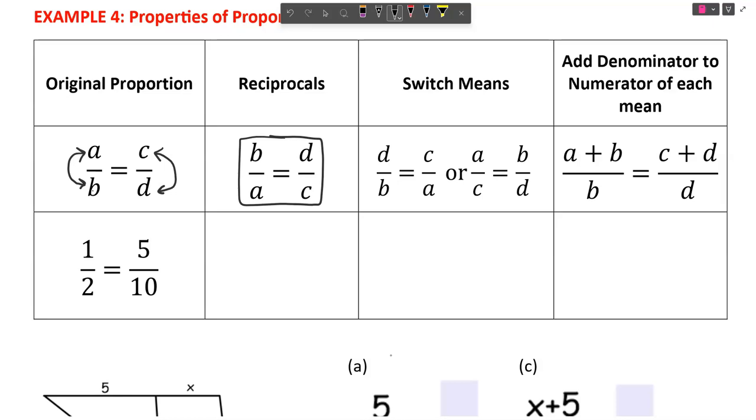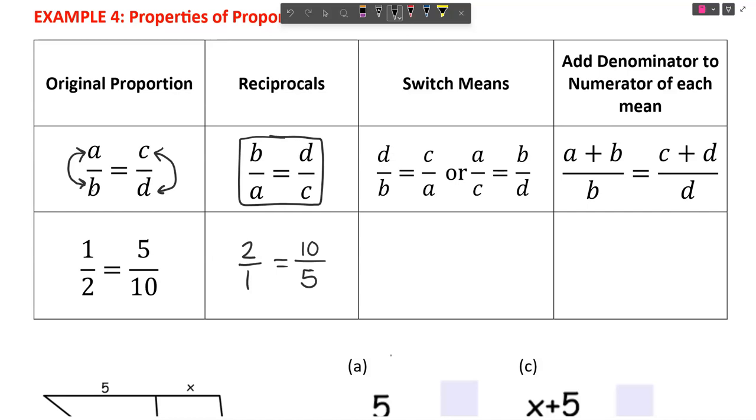Numerically, what that would do in this situation is I would flip 1 and 2 to make 2 over 1, and as long as I flip the other ratio to be reciprocal as well, we would create another true proportion. 2 over 1 equals 10 over 5.